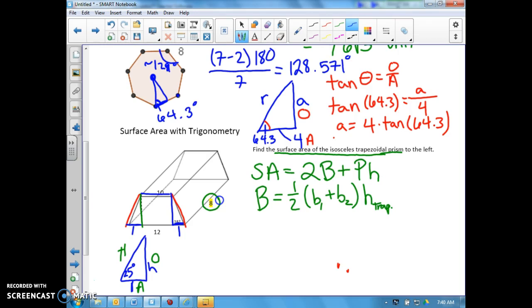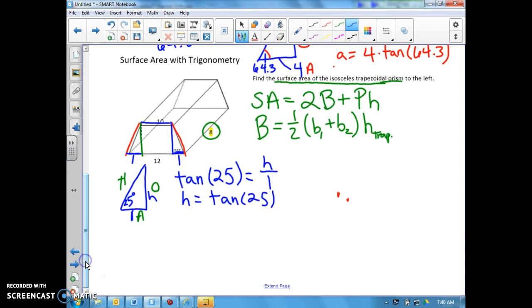So O and A are the two sides that I'm going to use first. That's tangent. So I would get that tangent of 25 equals O over A, H over 1. So the height of that trapezoid just has to be the same as tangent of 25. Okay? Plug it into your calculator, get the decimal. Then I need to find the hypotenuse. To get the hypotenuse, I've got an A and an H, so that's going to be cosine. Cosine of 25 has to equal 1 over the hypotenuse.